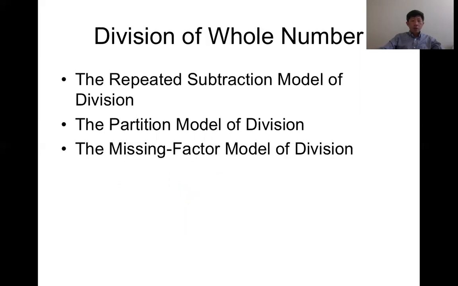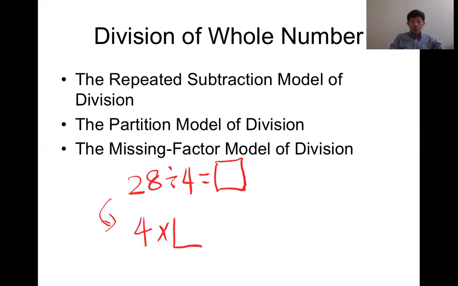And the next one we call the missing factor model of division, right? So we can say 28 divided by 4 is equal to a missing factor, which is a box, right? This connects to our definition here. We take 4 times a missing factor, which is equal to 28, right? So we have to fill in this box. This will be 7, the missing factor, okay?